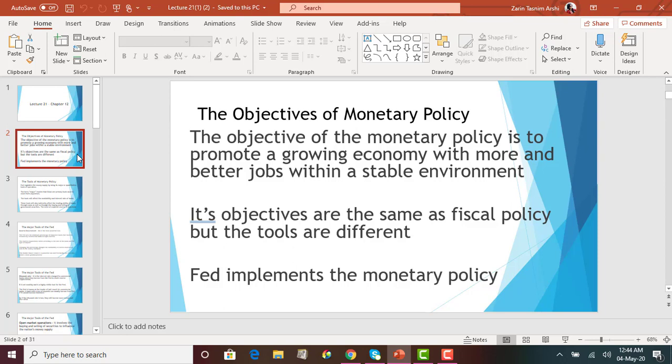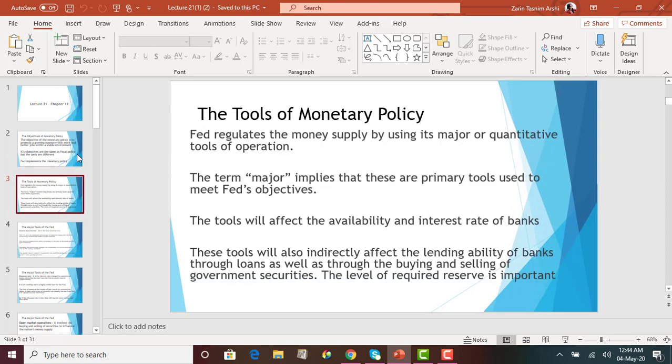Monetary policy is implemented by the Fed, or the Federal Reserve, the central bank. The Fed basically implements and controls monetary policy. If you remember, fiscal policy was something that went through Congress and the president. On the other hand, monetary policy is controlled by the Fed, or the Federal Reserve.